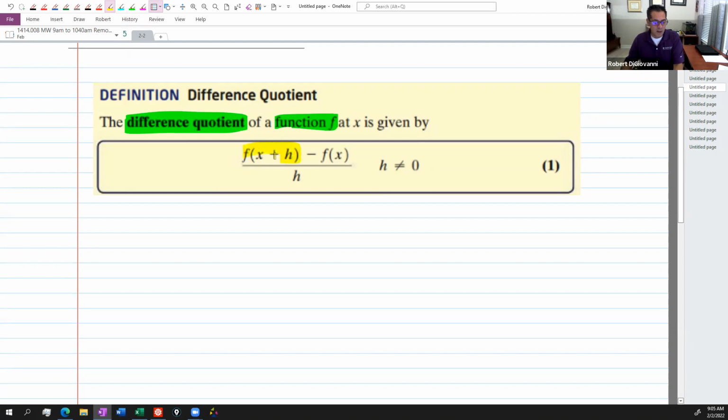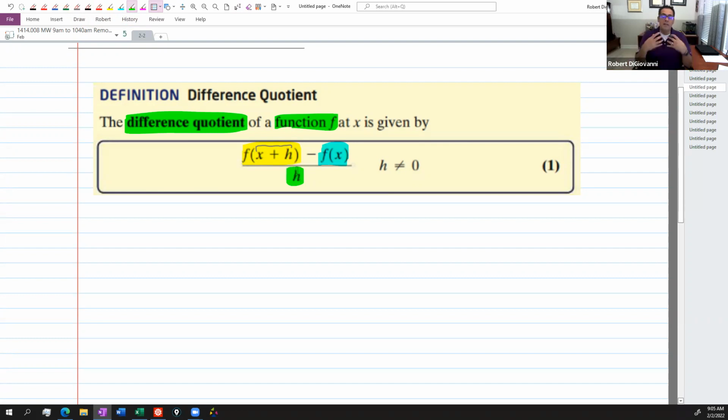It's the top left part of this quotient, meaning ratio or division. The top left of this is what you get when you plug x plus h into the function. And then the next part, minus, you're going to subtract the function itself. And then when you're done doing that, you're going to divide the whole thing by h.